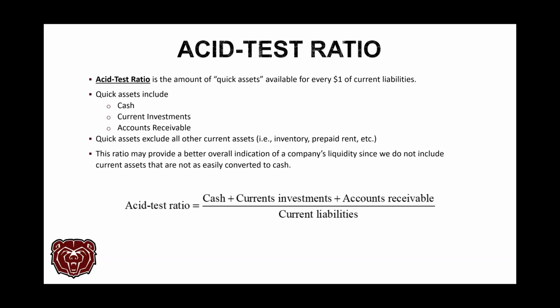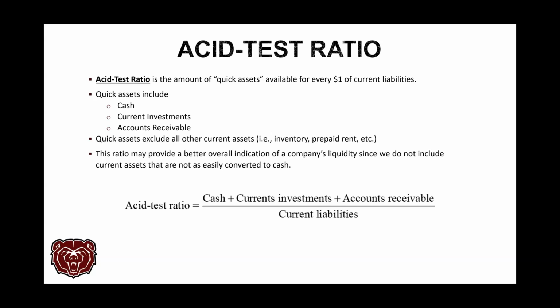That's why we don't include inventory in our quick asset calculation. Okay. What this acid test ratio does, like I said, is kind of a more refined current ratio, right? We're going to get down to just what we have that we can quickly turn into cash. And that includes cash, current investments, and accounts receivable. It may provide you a better overall indication of the company's liquidity, okay?